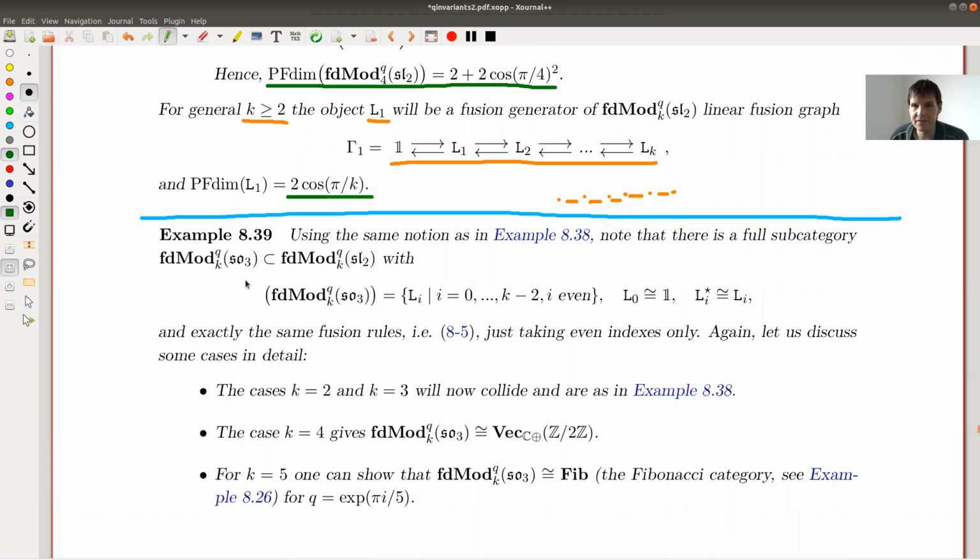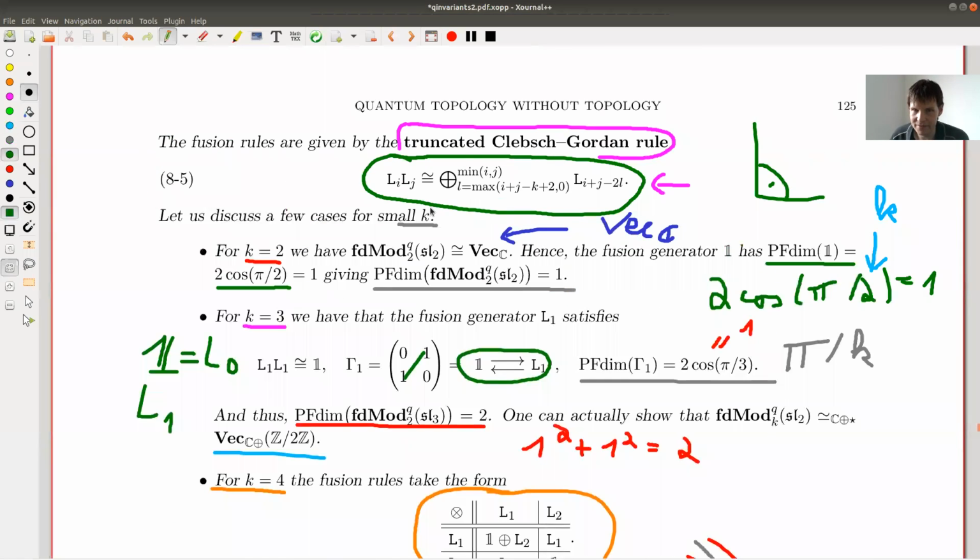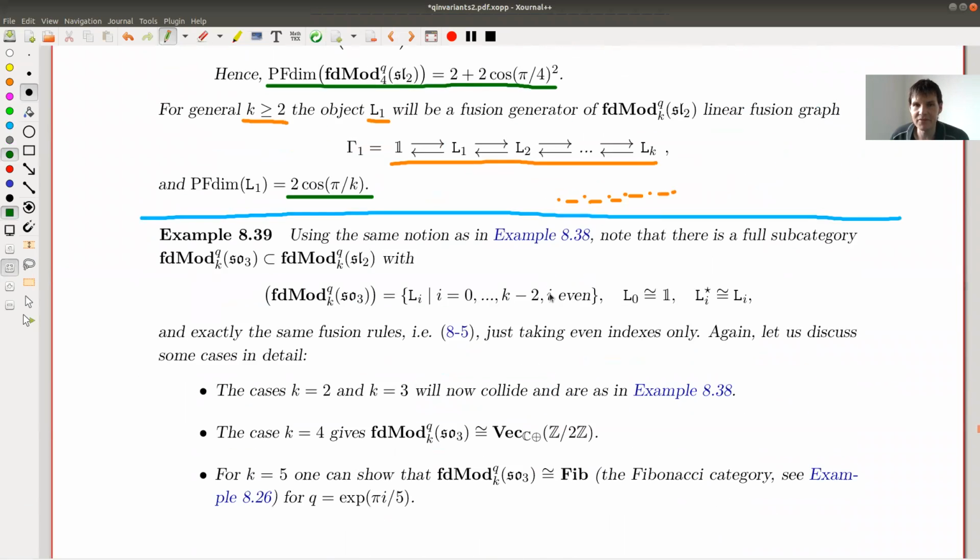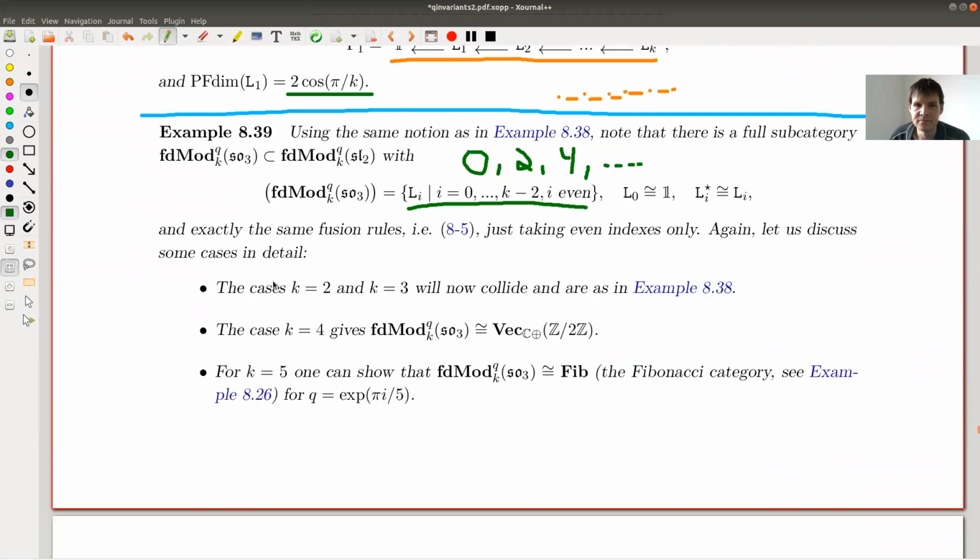You can also take a subcategory. If you look at this formula here, you will realize that you can also only take the even objects. Otherwise, it's exactly the same. But now I take only 0, 2, 4, and so on. And I call it the fusion category associated to SO3. Even representations of SL2, if you want. So I take only the even indexes. And this one is another family of those well-indexed categories.